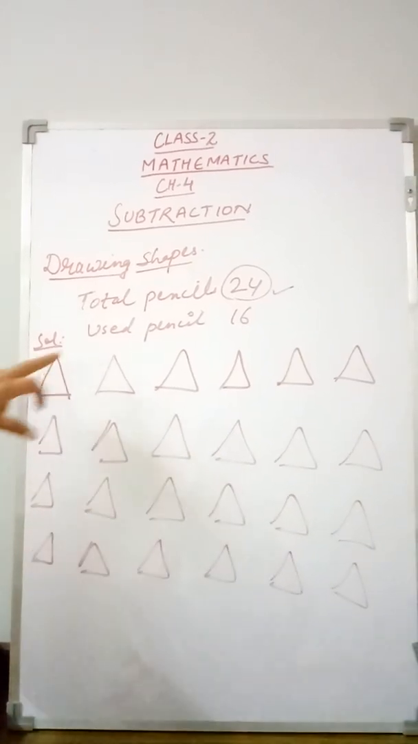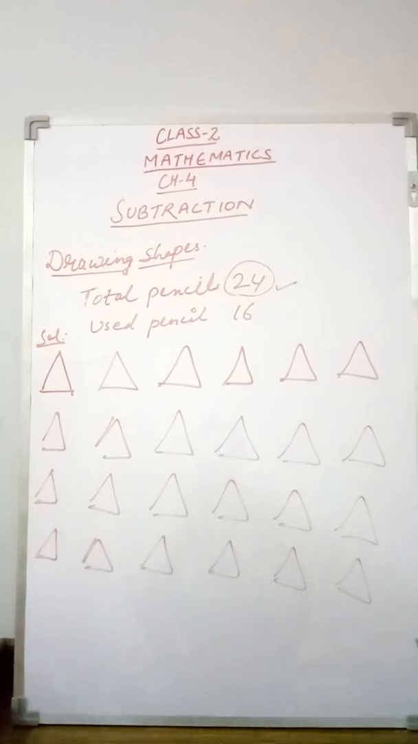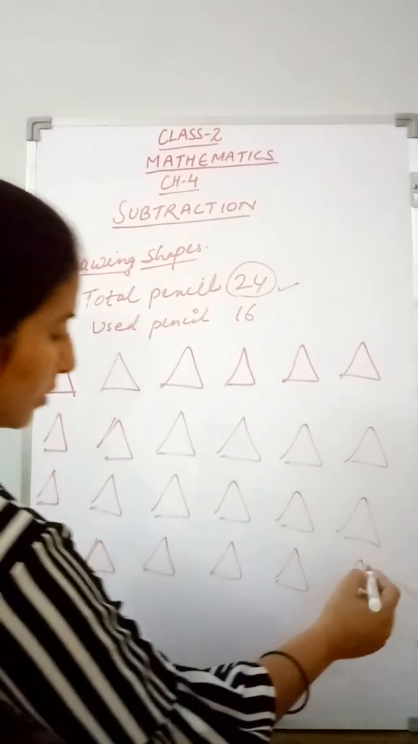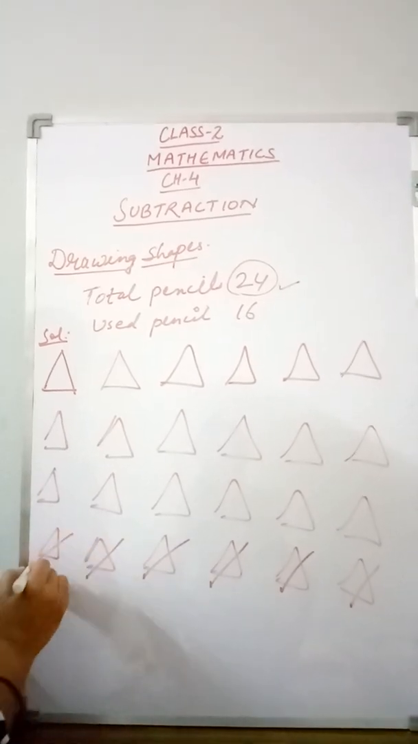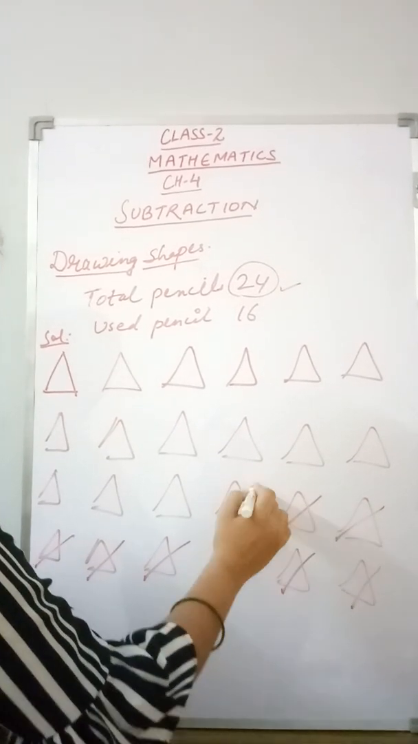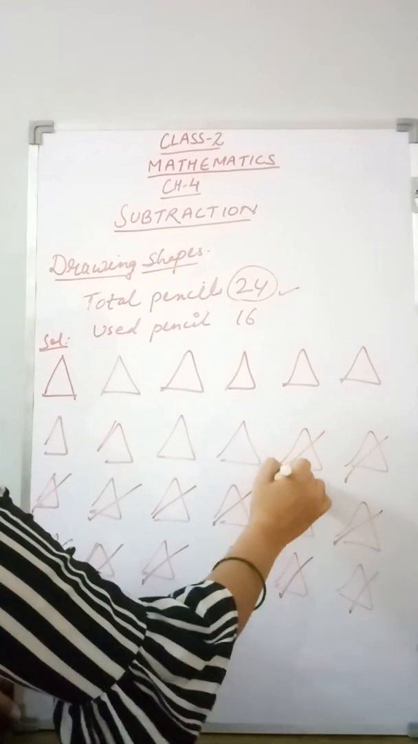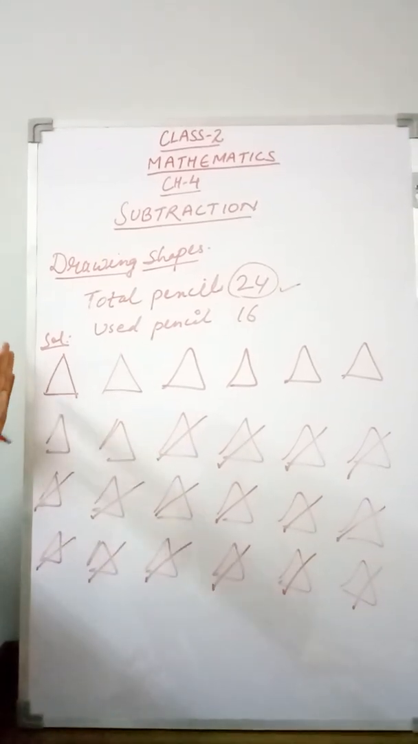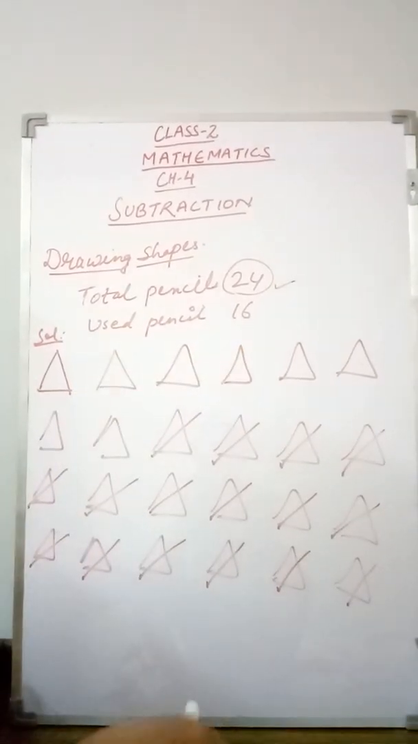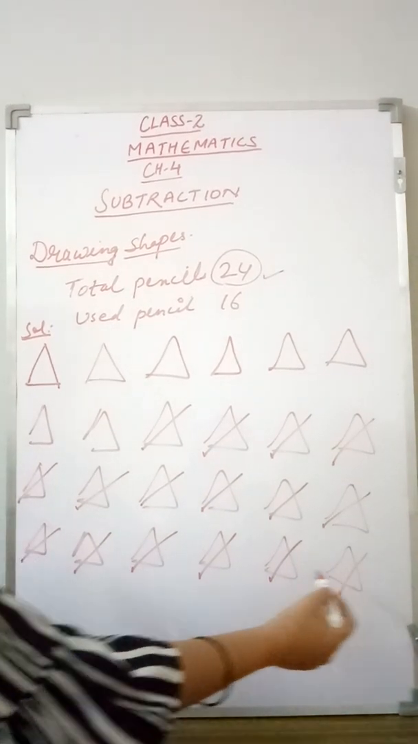Okay, now used pencils are how many? 16. Now let's start cutting this to calculate the remaining pencils. 1, 2, 3, up to 16. First we have to start from the left hand side, and then cut the triangles from the opposite direction like this.